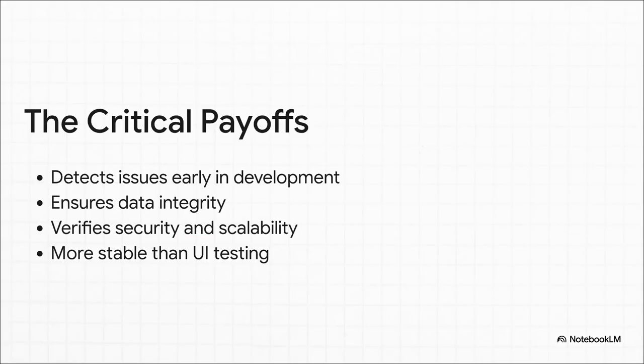And the payoffs for doing this are massive. Finding those bugs early means fewer crashes for you, the user. It means making sure the data is correct, and this is a big one, it verifies security so your personal information stays safe. It also checks that the app can handle a ton of people using it at once without breaking. It's just a fundamentally more stable and efficient way to build software you can actually rely on.